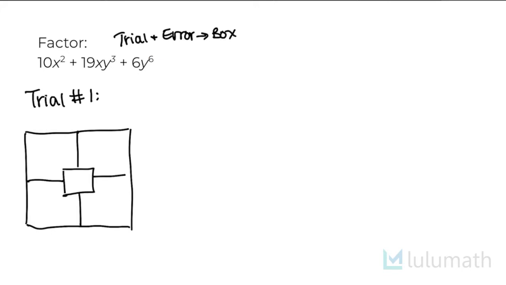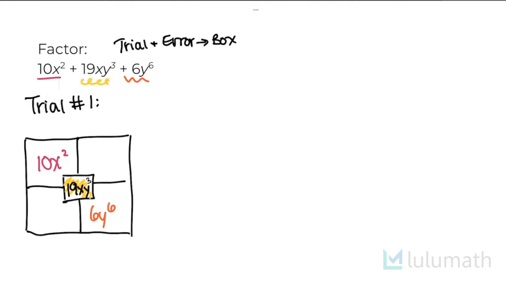So we know that this 10x squared right here has to go in the top left corner. And we know this 6y to the power of 6 is going to go into the bottom right corner. And we know that this middle box is going to be what we get when we combine this box and this box together. And those two boxes together will give us this 19xy to the power of 3. So I'm going to look for what numbers and variables I can multiply together to give me this 10x squared here. So let's make a list of factors of 10.